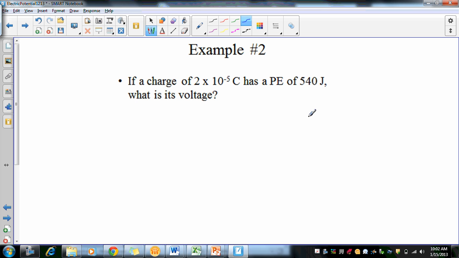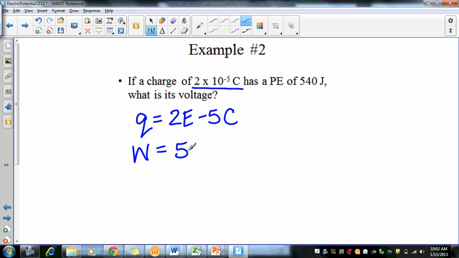All right, our second example says if a charge of 2 times 10 to the negative 5 coulombs, so a very small amount of charge, this is typical, has a potential energy of 540 joules, what is the voltage? So this is in coulombs, which is charge, so that's Q. Yay for random variables. I'm going to write this in E notation to make sure that we know how to put it in the calculator. 2E negative 5 coulombs, and we have potential energy, which is equal to the amount of work done, so 540 joules, and we're looking for voltage.